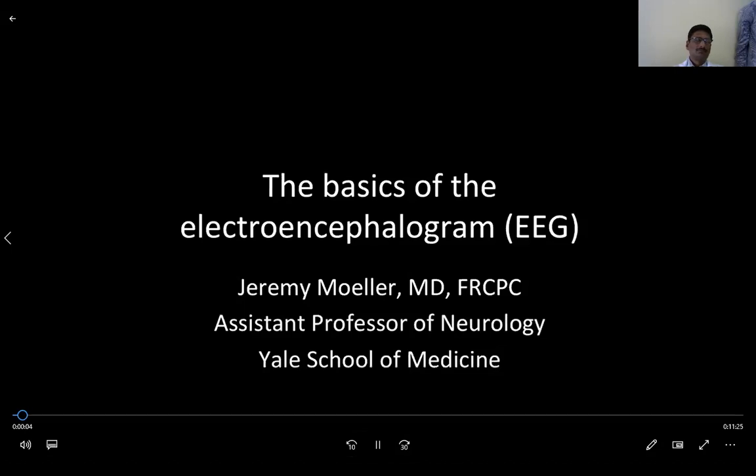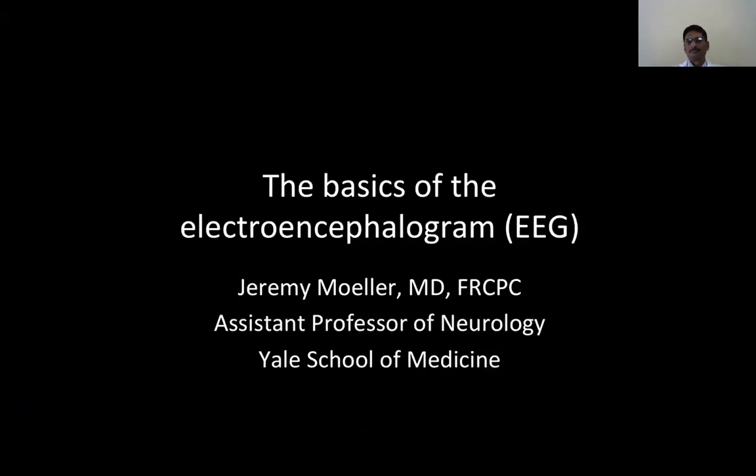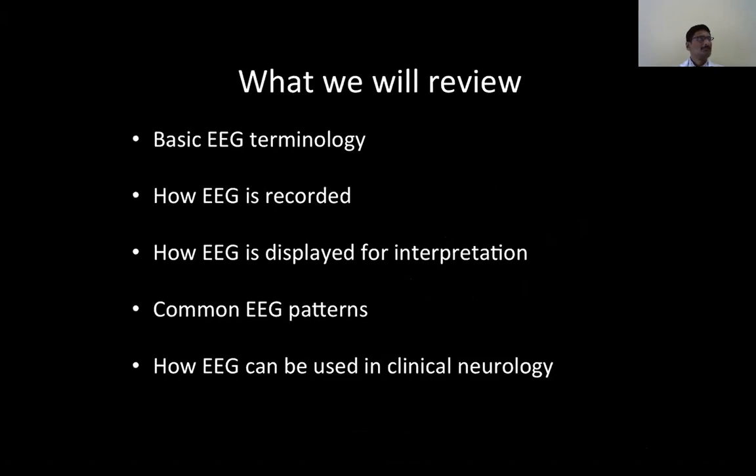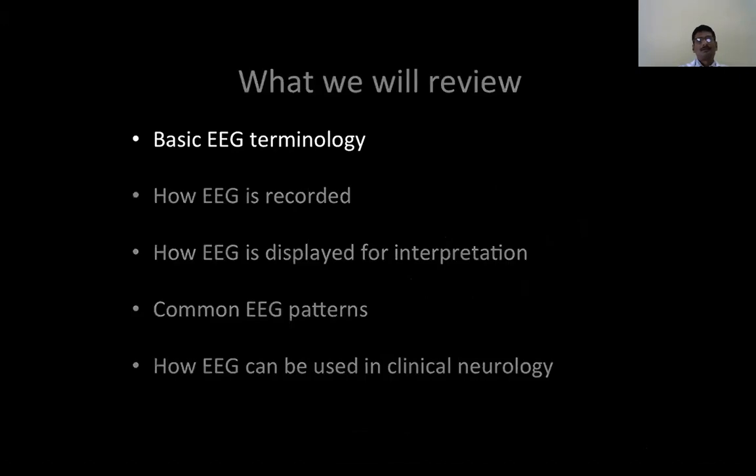Electroencephalogram, or EEG, how it's recorded, and how the results can be used in clinical neurology. We will review several topics briefly during this video. The topics will be reviewed in further detail in subsequent videos for those interested in deeper dives into the world of EEG. We will review some of the basic terminology of EEG, how EEG is recorded, how EEG is displayed for interpretation, some common EEG patterns, and how we can use the results of EEG for making decisions in clinical neurology. First, we will start with the terminology.